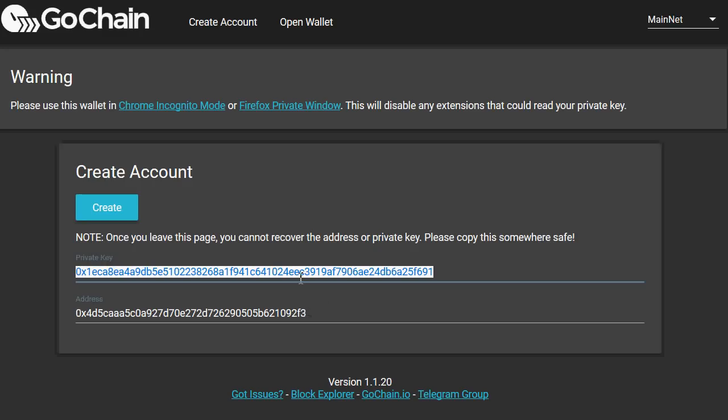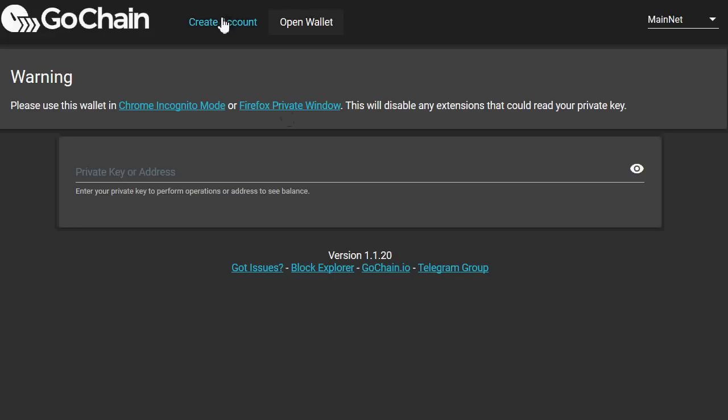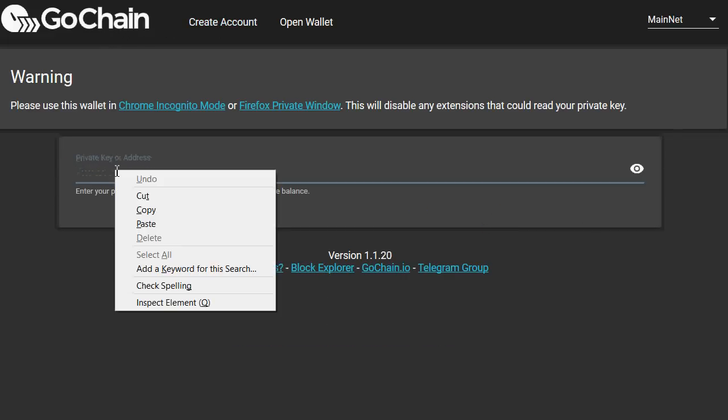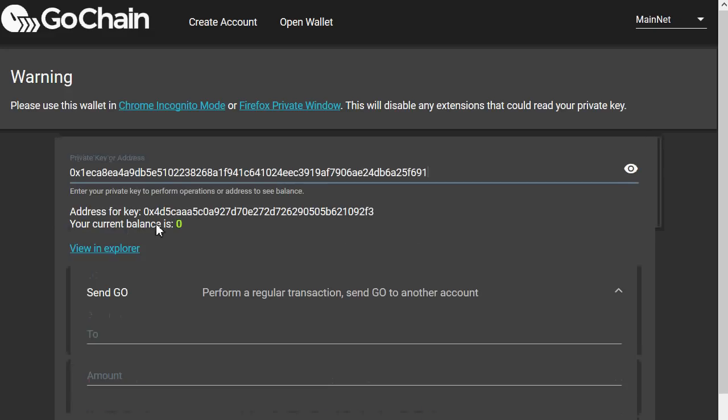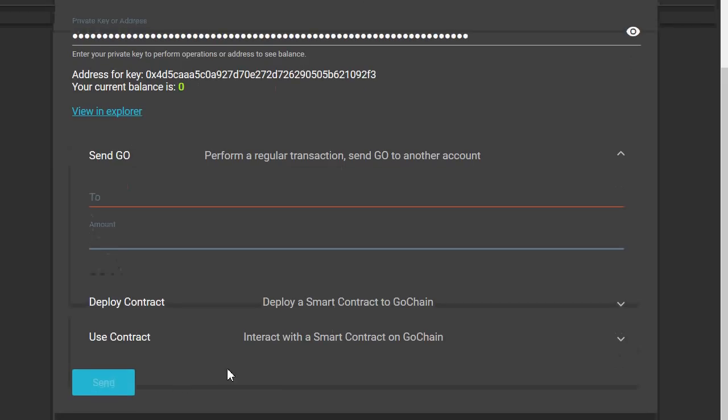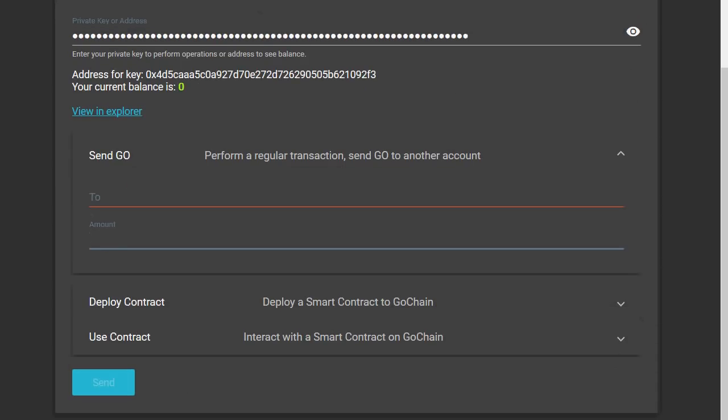Either way, let's just copy this, and now let's open this wallet. So let's go to GoChain. Let's open a wallet. Oh, your private key. Okay, let's put the private key in. And there we go. When you put funds in there, you will see funds in zero. You can see view and explore. You can see all the stuff in there. And you send it to, you send to the amount, and then you push the send button. That's about as easy as it is.